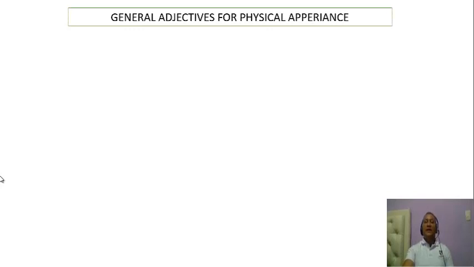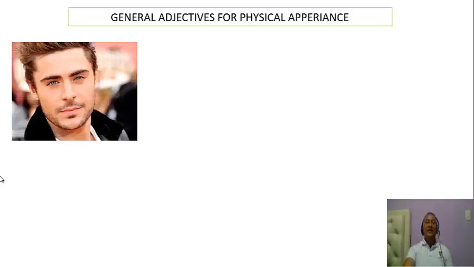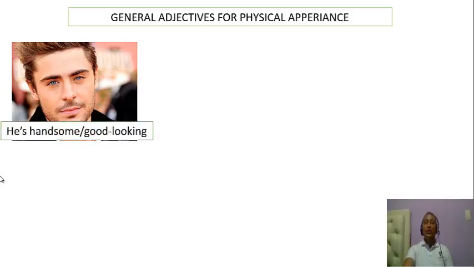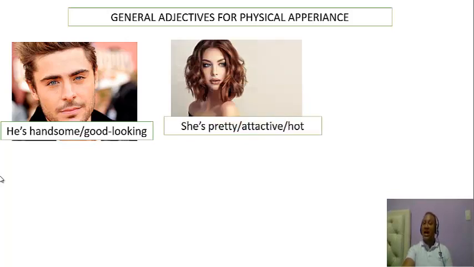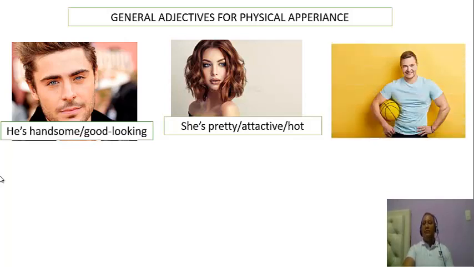Okay, and finally we have some general adjectives to describe physical appearance. For example, this guy right here, in general, we can say that he's handsome or he's good looking. He's pretty handsome, he's pretty good looking. This woman, we can say she's pretty, she's attractive, she's hot. This guy right here, we can say he's well built. You know, he's kind of muscular, very athletic, so he's well built.